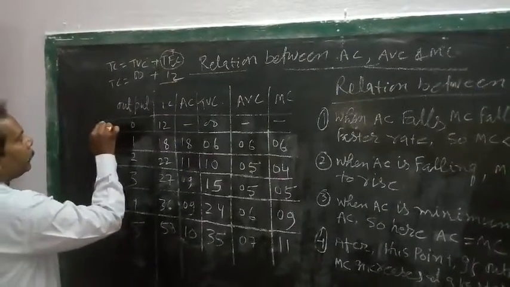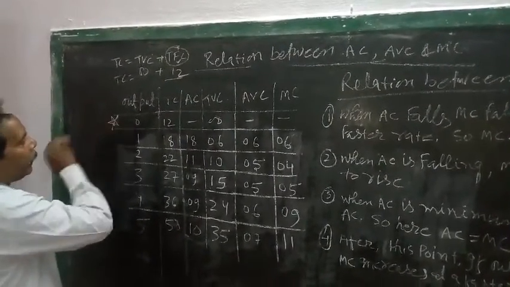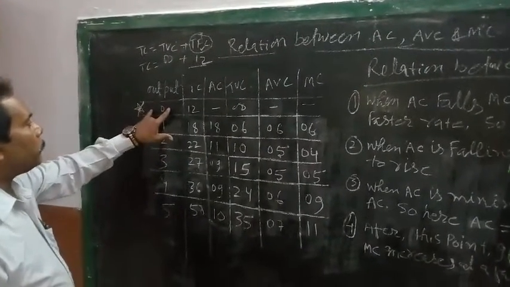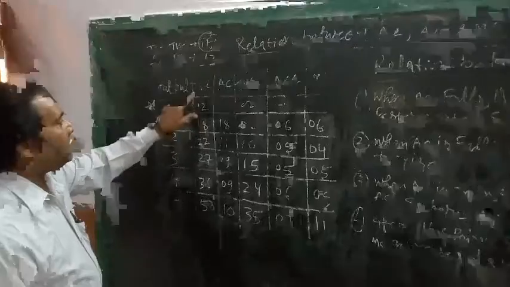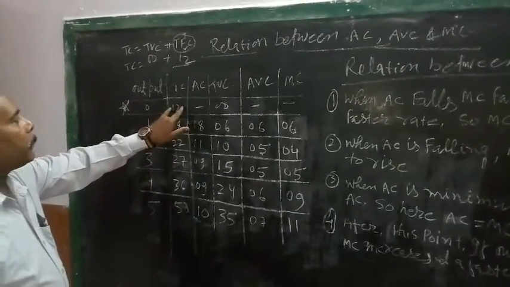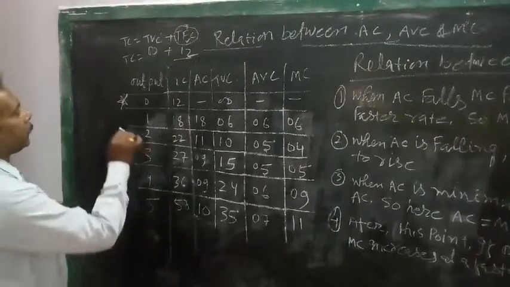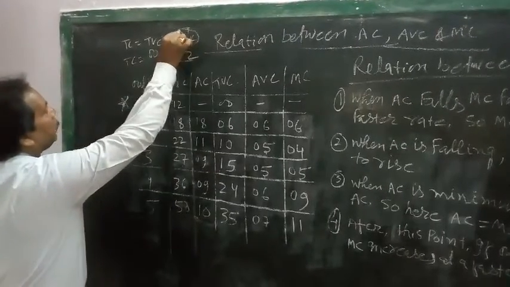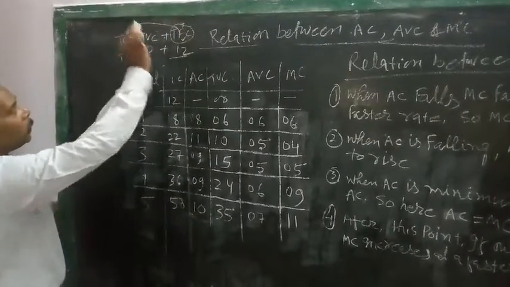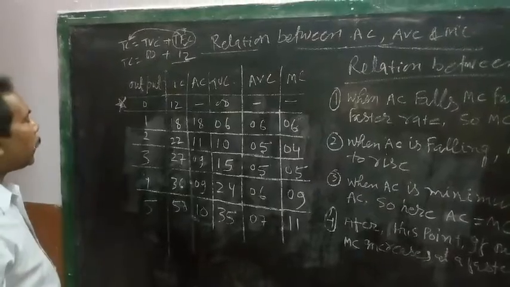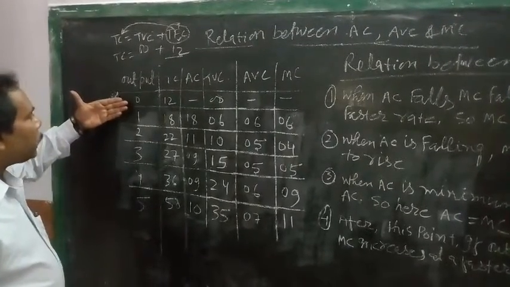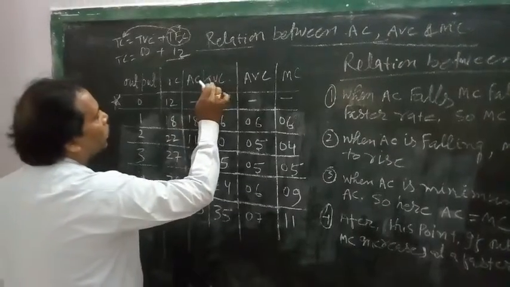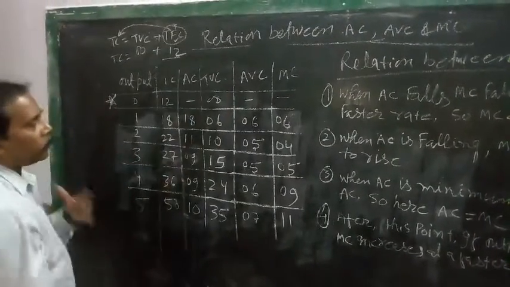So there is an exceptional point: even though the output is 0, the TC will be something, and here I have taken 12. Or you can say at 0 level of output, TFC is always equal to TC. Is it clear? But as soon as we increase the production, our total variable cost starts to increase.